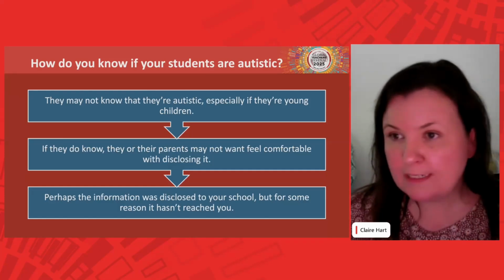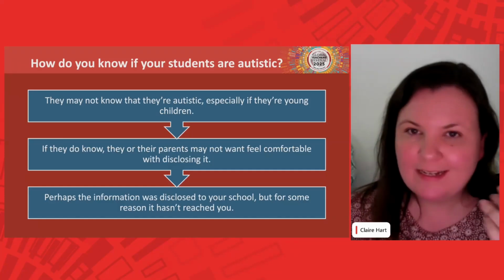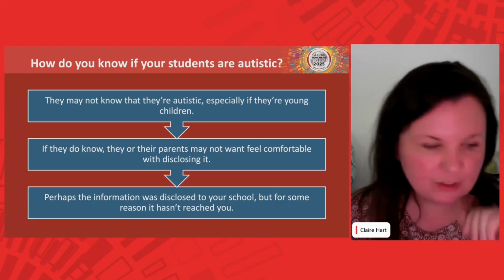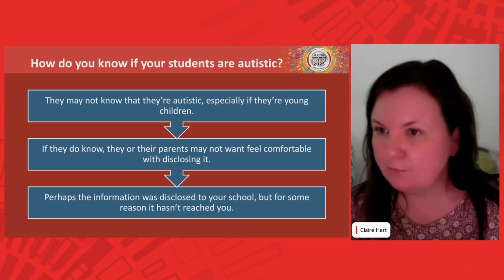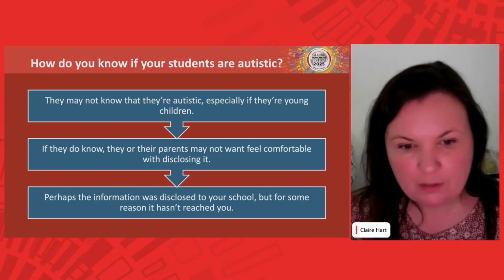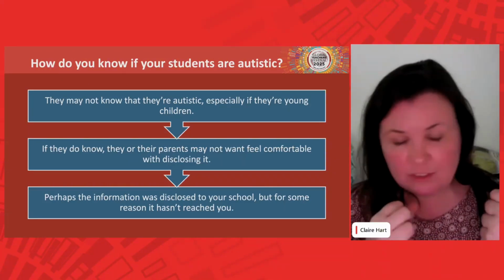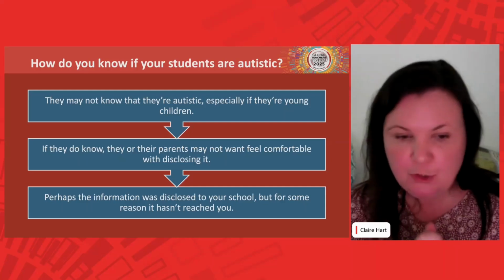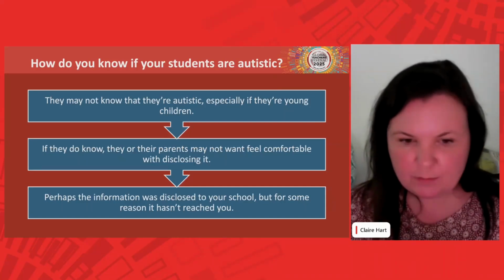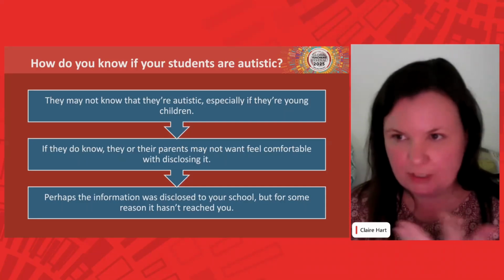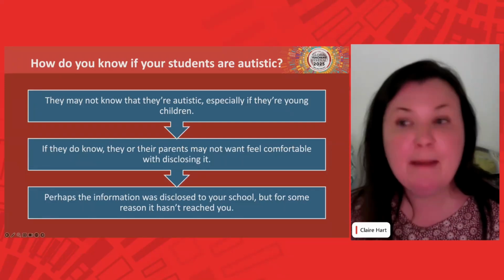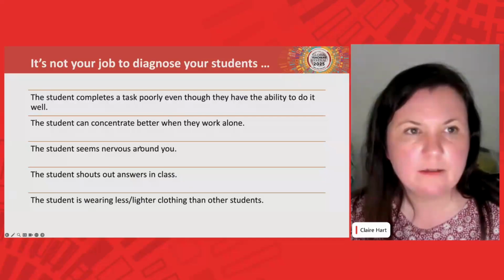Sometimes parents don't want to disclose it because they feel like it's going to be a sort of black mark against their child, which is obviously due to a negative perception of autism. And perhaps the child has got a diagnosis of autism, perhaps the parent has informed the school of this, but somehow this information has been lost and hasn't got to you for whatever reason. Okay, so these are all the reasons why you may not know that a child is autistic.